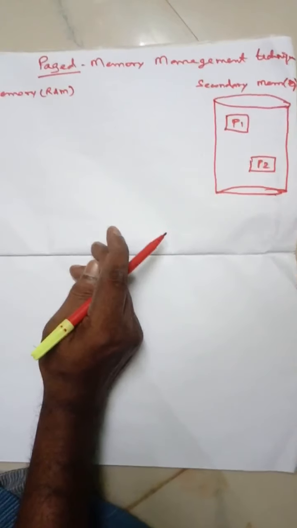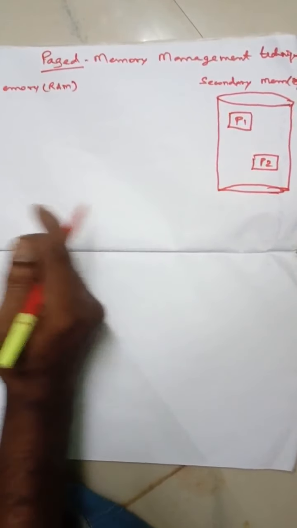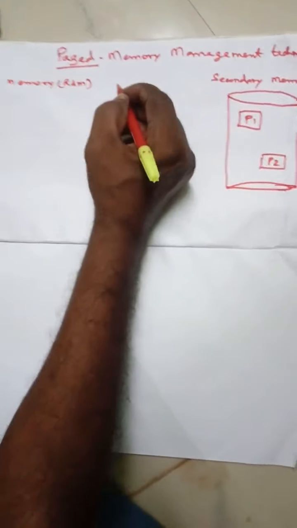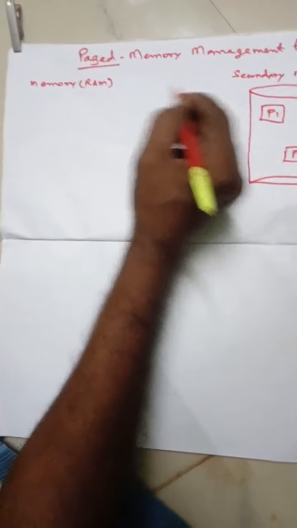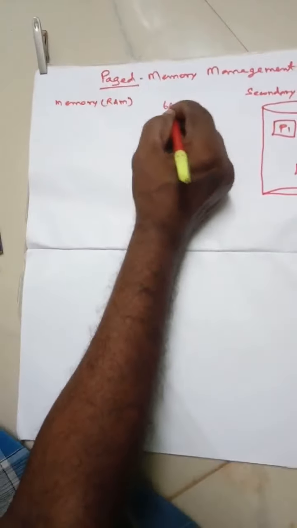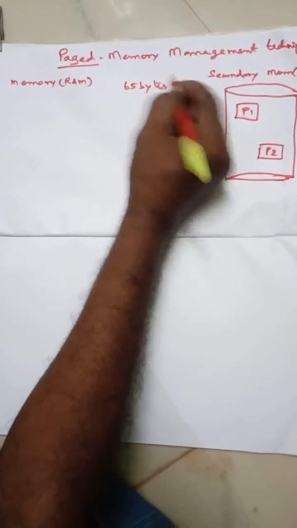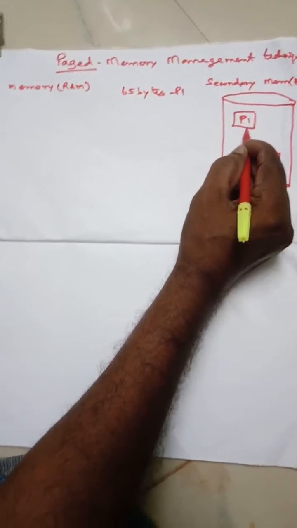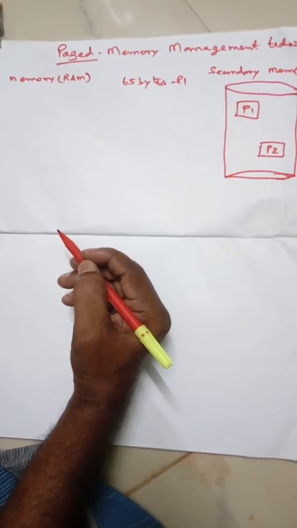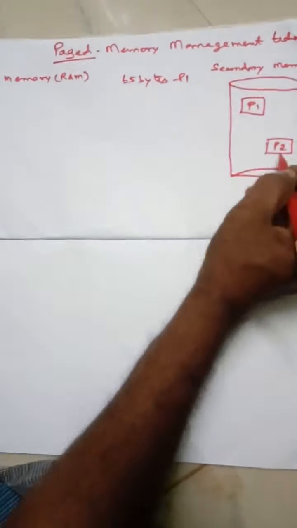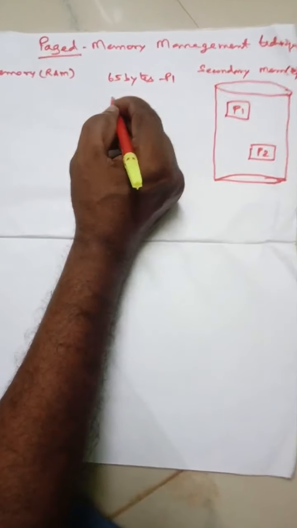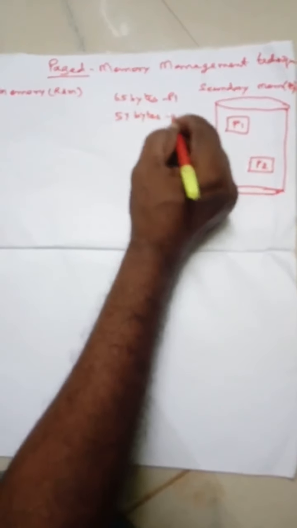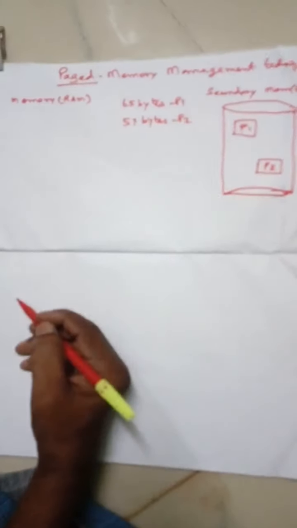So for your understanding, the size of program 1 is 65 bytes, and the size of program 2 is 57 bytes. This is the size of program 2.